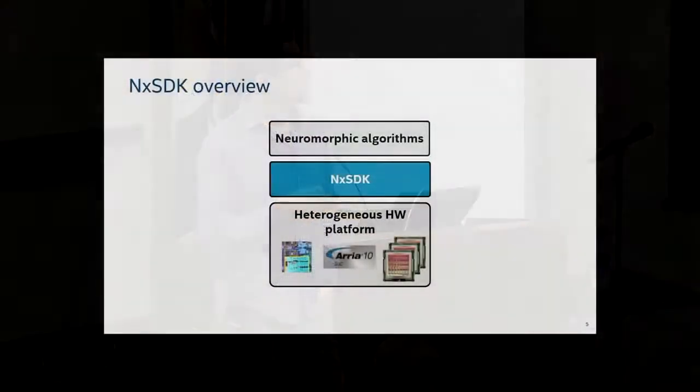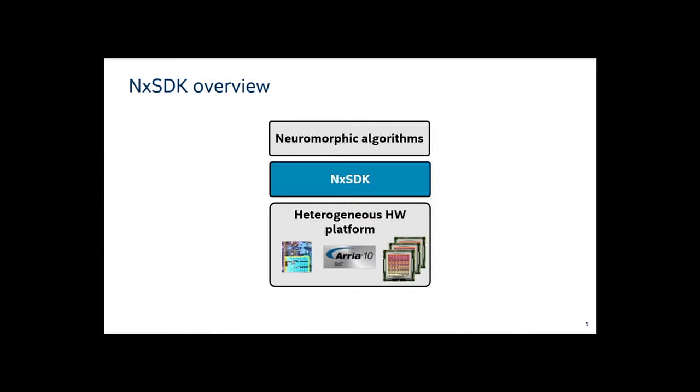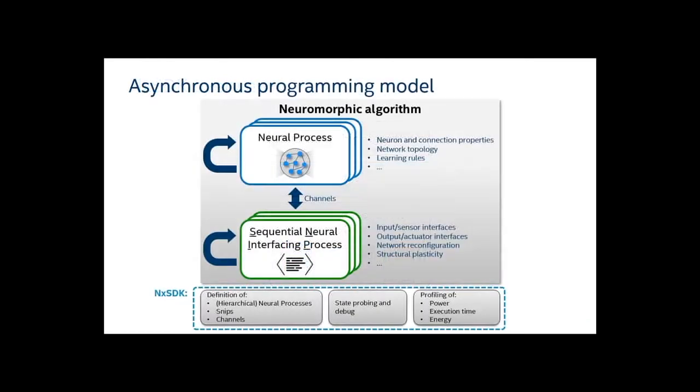OK, so programming model. Obviously, the SDK that I'm going to introduce here is the thing that sits in between the algorithms that you are going to write as a user of our heterogeneous hardware platform, which generally consists of x86 cores, FPGAs eventually, and a lot of Loihi neural cores, or our Loihi systems basically. And the general programming model behind our SDK is shown in this diagram here.